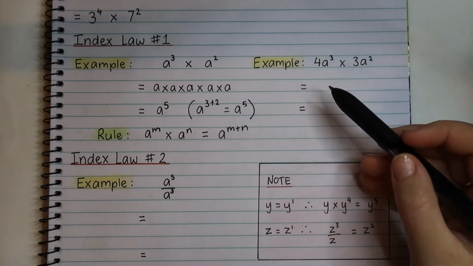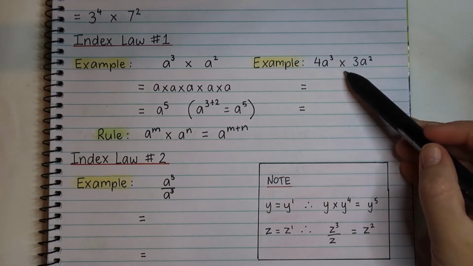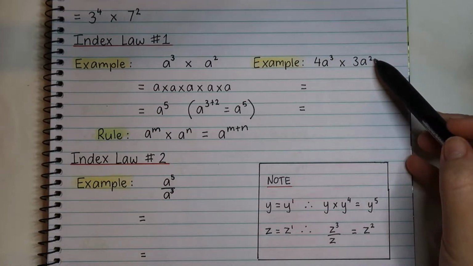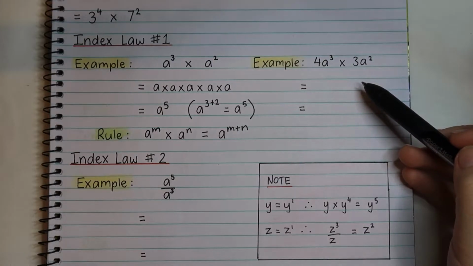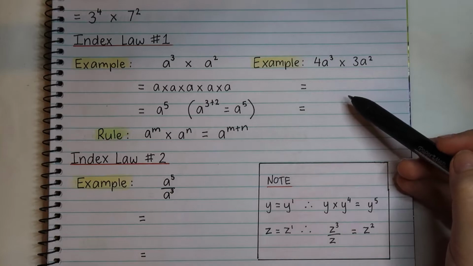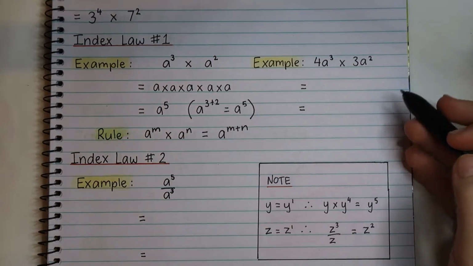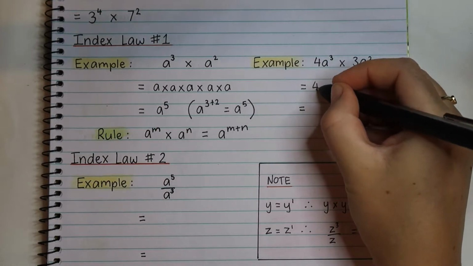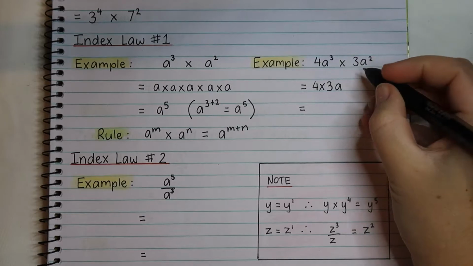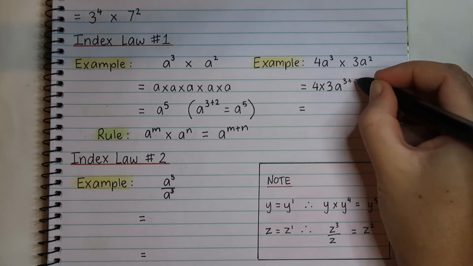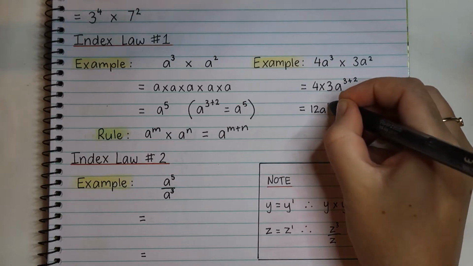Looking at one more slightly different example, we have 4a to the power of 3 times 3a to the power of 2. The numbers in front of the variables follow the usual rules of multiplication or division, but the index numbers follow the rules of indices. So we multiply the 4 and the 3, and we add the indices. And this becomes 12a to the power of 5.